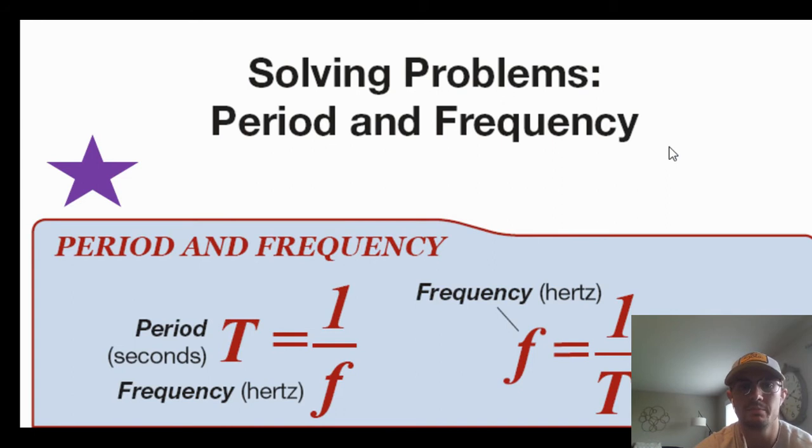Let's see. Next up, solving problems. So here's your equation for period and frequency. I would write this down. I do have one question in your review questions that asks you to take a look at this, and you'll have to do this tomorrow as well. But period is just 1 divided by the frequency, while frequency is 1 divided by your period.